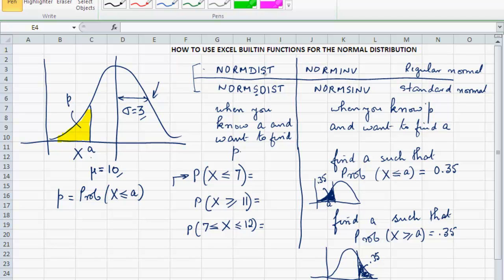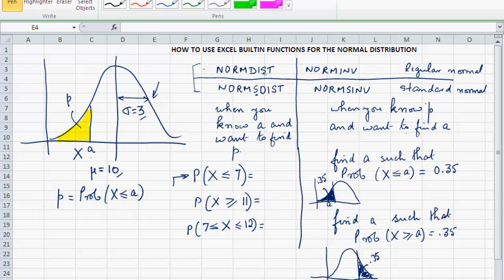The converse is, if you know P and you want to compute where on the x-axis I have to be in order for the area under the curve to the left to be P, then I will use the inverse function. So if I know P and I want to find A, I will use one of the inverse functions. If I know A and I want to find P, I will use one of the dist functions, NORM.DIST or NORM.S.DIST.